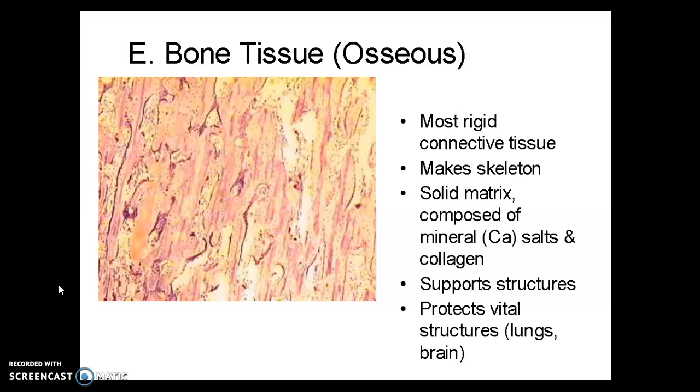Next, we have bone tissue. Bone tissue is the most rigid connective tissue. It makes up your skeleton. And this is a solid extracellular matrix. That ground substance is solid, and it's composed of mineral salts like calcium and lots of collagen to help give it strength. It supports your body and protects vital organs like your lungs and your brain.